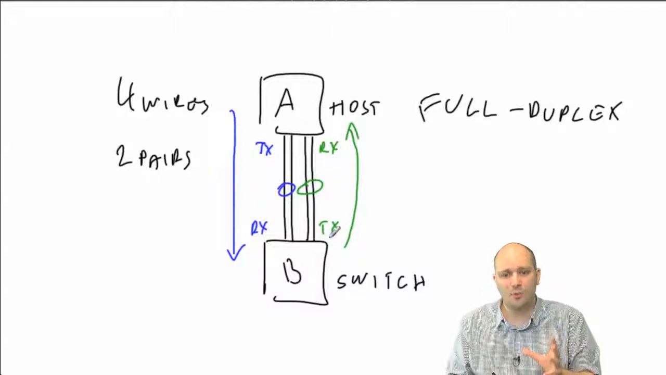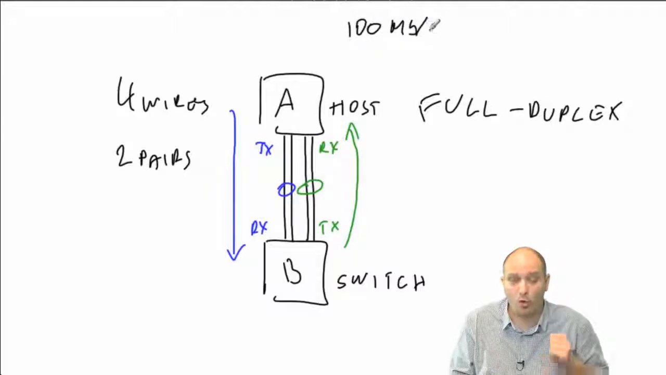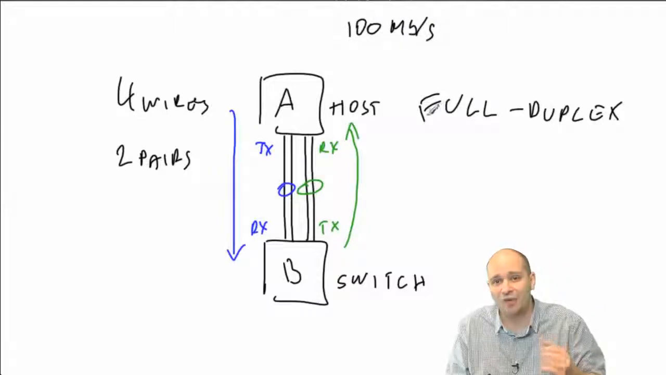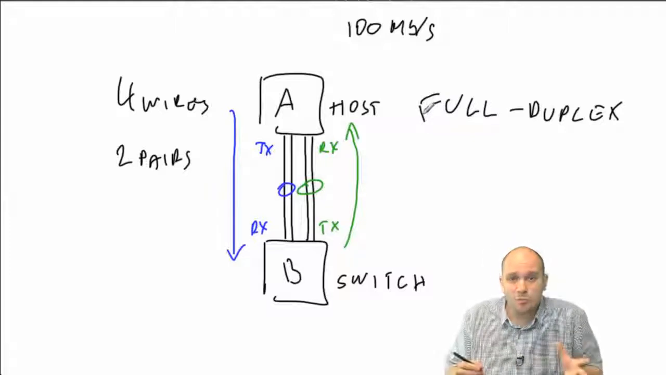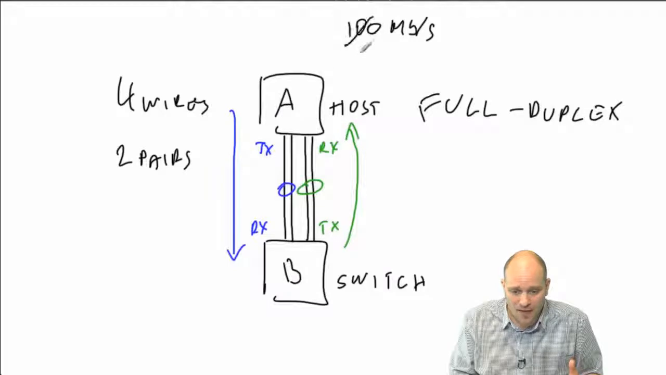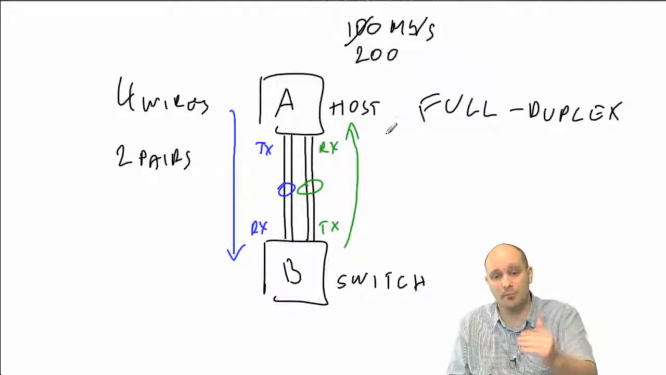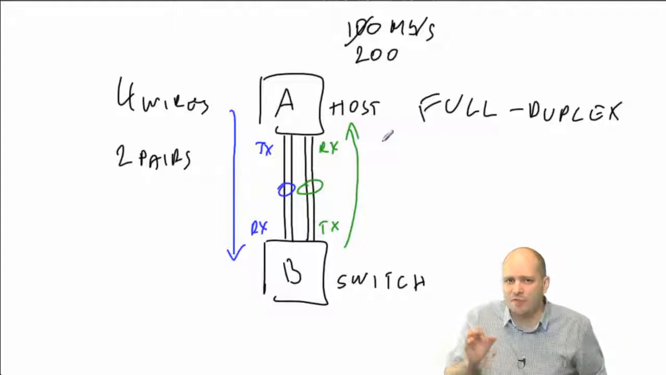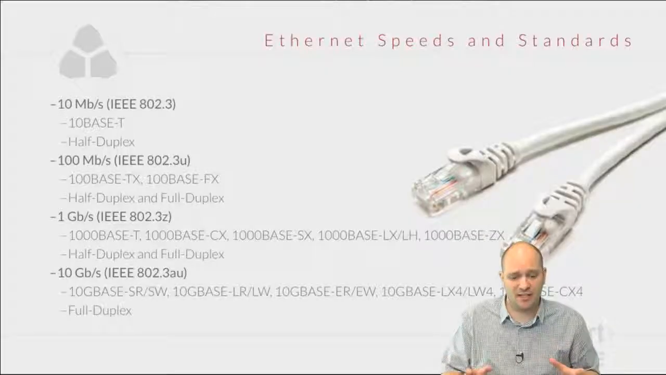It's very, very important because instead of having 100 megabits per second overall, we actually have 100 megabits in each direction between A and B, which means that effectively we have 200 megabits per second capacity between A and B. Very, very important thing. Now, let's go back to other standards that we have.